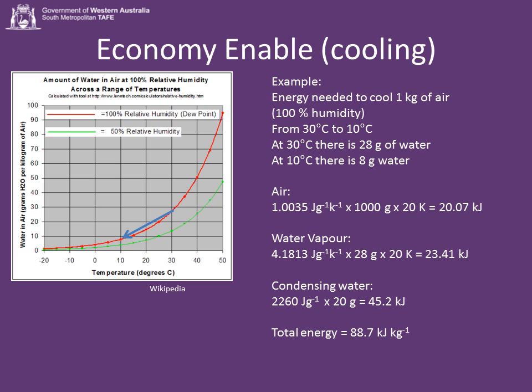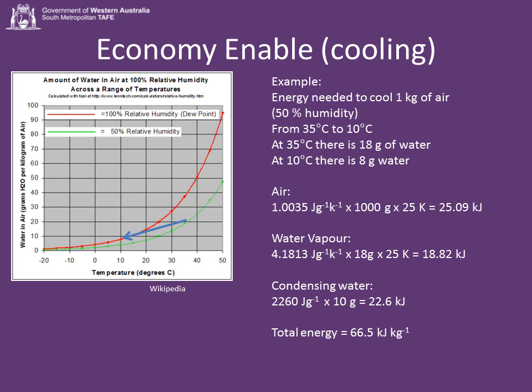Cooling the water vapour by 20 degrees will cost me 23.41 kilojoules. Condensing 20 grams of water will cost me 45.2 kilojoules. It costs more to condense the water than to cool everything. So all up, taking this 30 degree air, changing it into 10 degree air, condensing out the water has cost me 88.7 kilojoules.